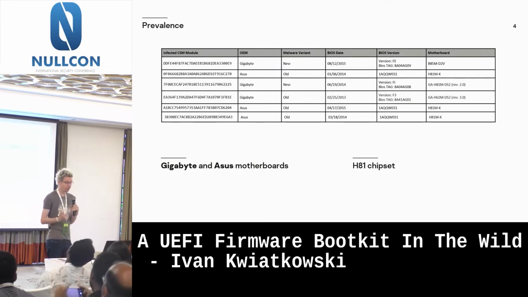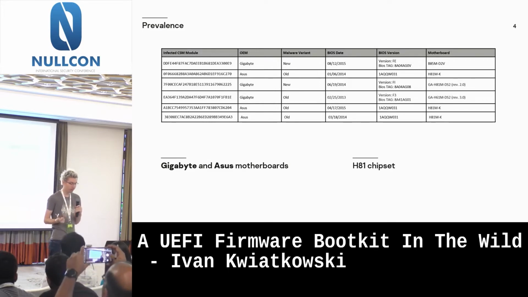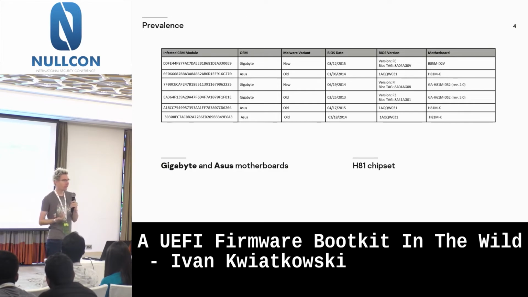The rootkit appears to be located in the firmware images of two brands of motherboards, which are Asus and Gigabyte. And we also noticed that those images are related to designs using the H81 chipset. So we don't exactly know all the implications of this, but this might suggest that the attackers maybe have some vulnerability that allows them to inject their rootkit into the firmware image one way or the other.